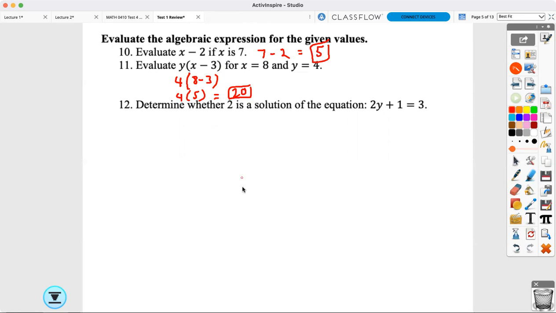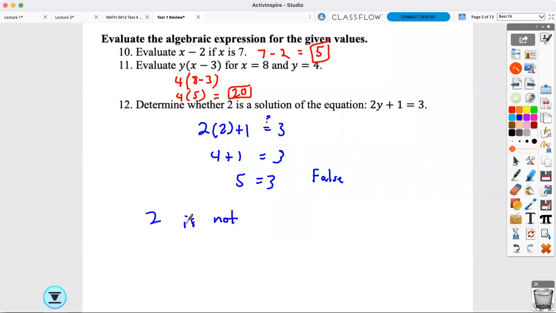All right, number 12. Determine whether 2 is a solution of the equation. Does anyone tell me what we do for 12? How do we figure out 12? Plug in a 2 for y. There you go. So it'd be 2 parentheses 2 plus 1 equals 3, right? With a question mark on top, right? 'Cause we don't know, right? 2 times 2 is 4 plus 1. 4 plus 1 is 5 equals 3. Is that true or false? False. So 2 is not a solution.